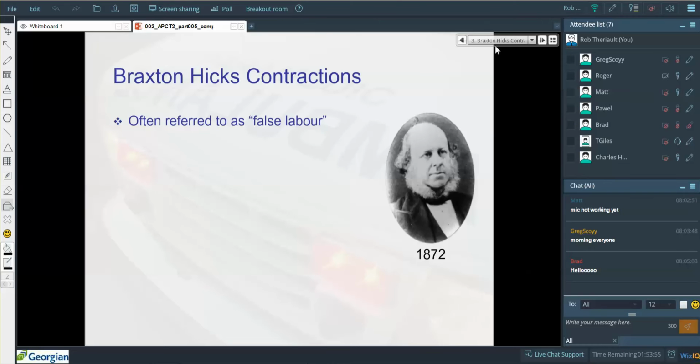Okay. So Braxton-Hicks, often referred to as false labor, can happen as early as 13 weeks, and it happens when the uterus begins some intermittent contractions.